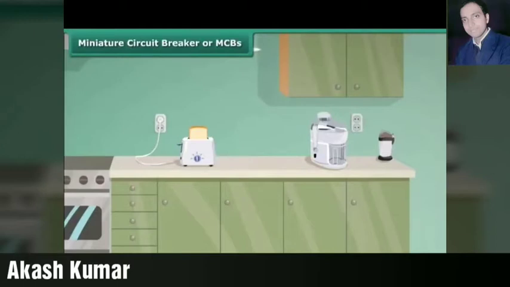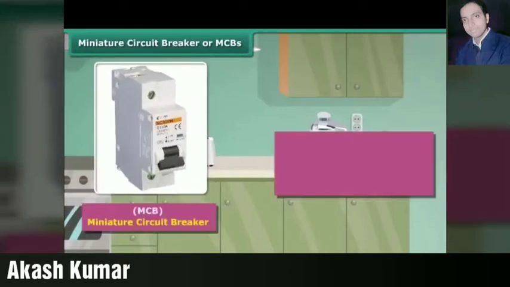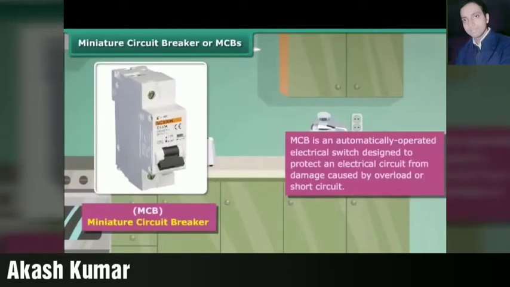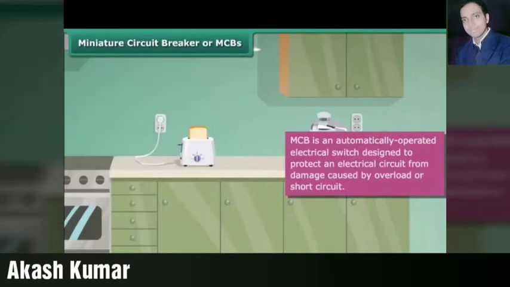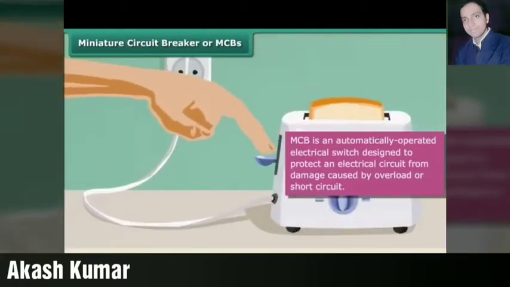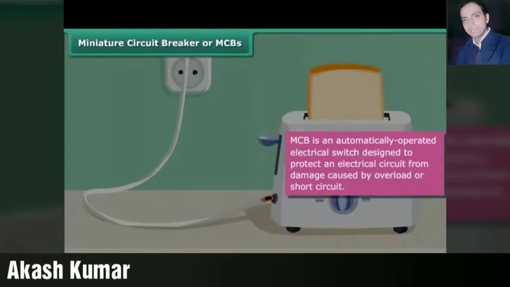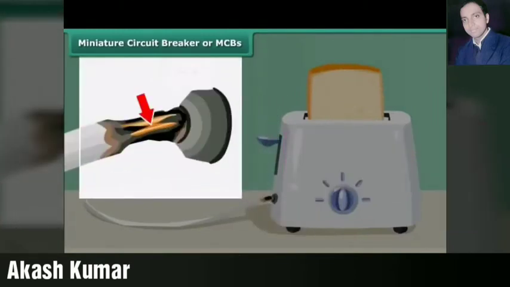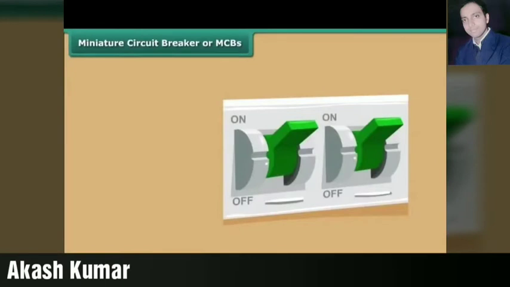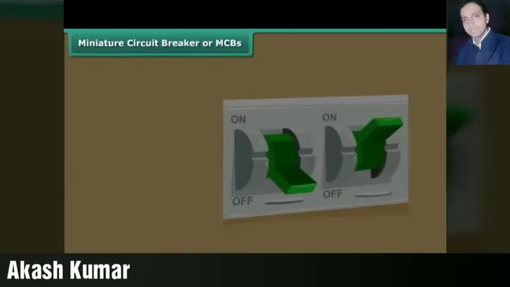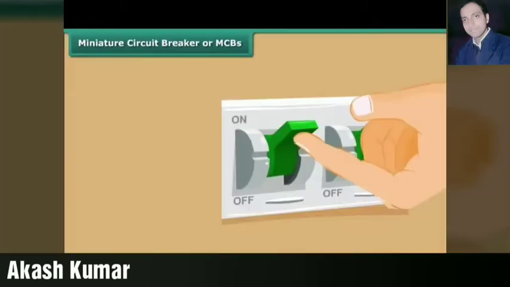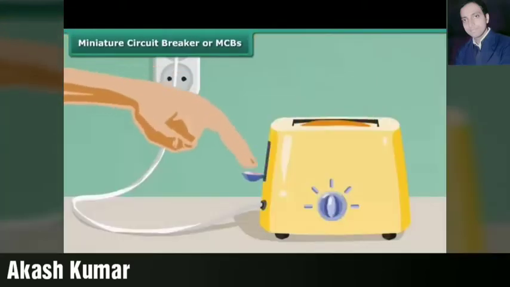Miniature circuit breaker or MCBs. A miniature circuit breaker, or MCB, is an automatically operated electrical switch designed to protect an electrical circuit from damage caused by overload or short circuit. Whenever there is a fault in a circuit, the MCB interrupts continuity to discontinue electrical flow immediately. It can be reset to resume normal operation.